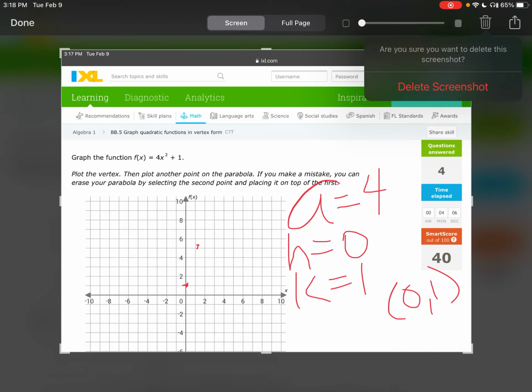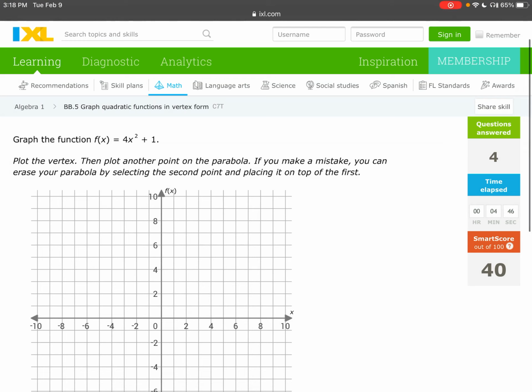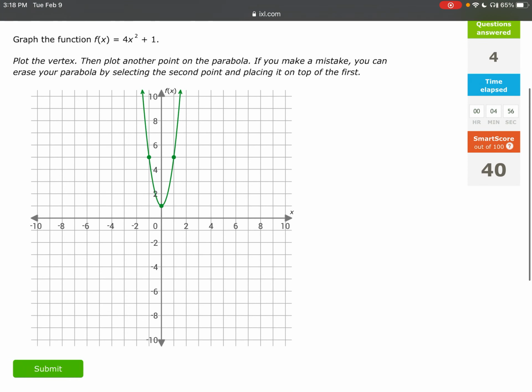Okay, so my 2 points for this one. My first one is going to be at 0, 1. Then I'm going to step to the right and count up 4 from that point. That's how I get my second point, that step to the right and go up.